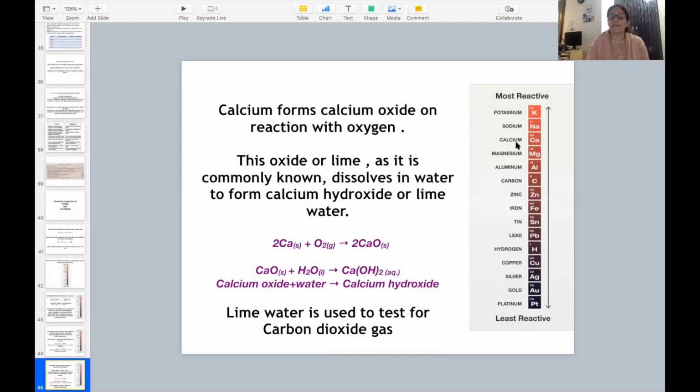Next point is calcium. The next metal in the list is calcium. Calcium is again reactive, but not as reactive as sodium and potassium. Calcium forms calcium oxide when it reacts with oxygen. This oxide, or lime as it is commonly known, when dissolved in water, forms calcium hydroxide or lime water. Here is the equation: calcium, oxygen, calcium oxide. Calcium oxide, when dissolved in water, forms calcium hydroxide. This lime water is used to test for carbon dioxide gas.